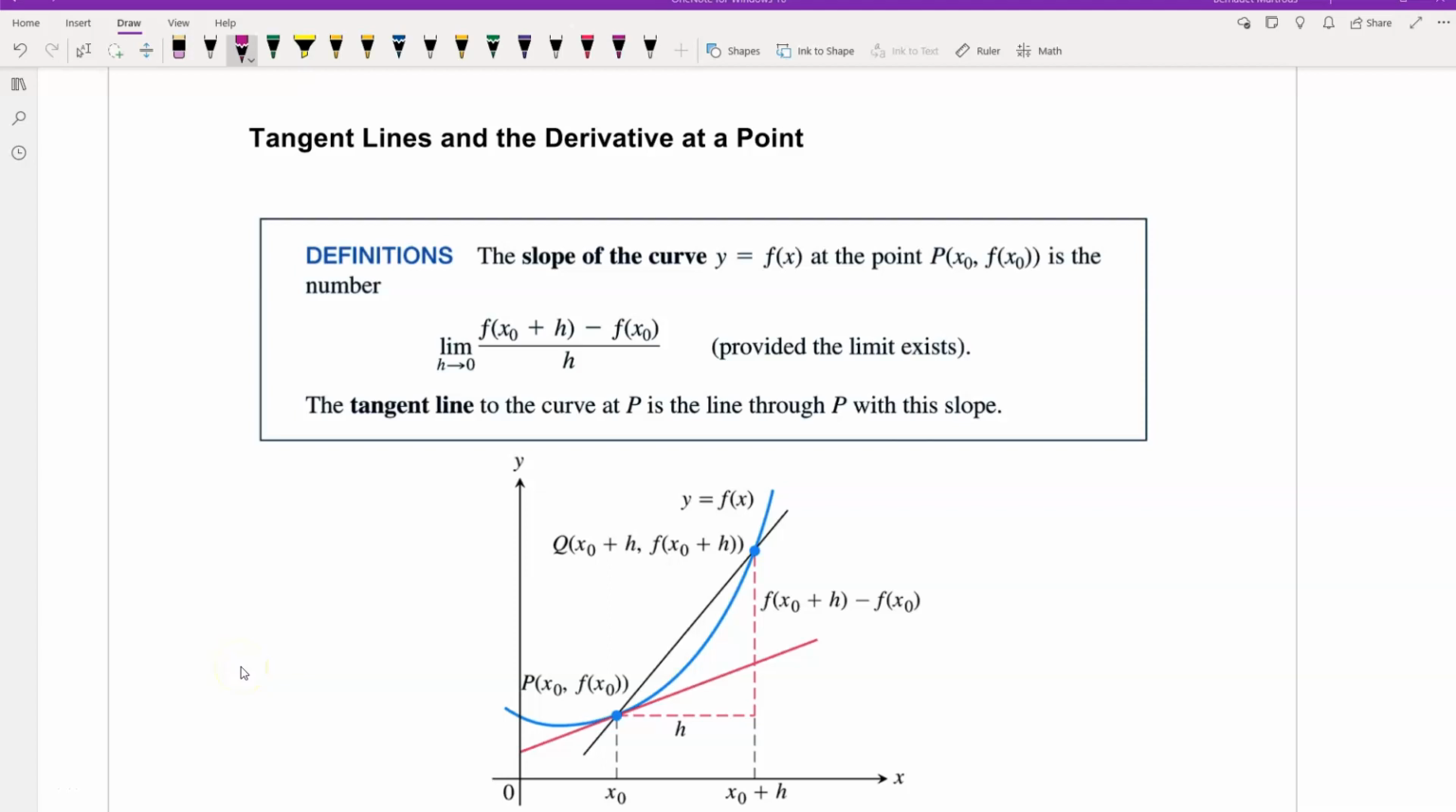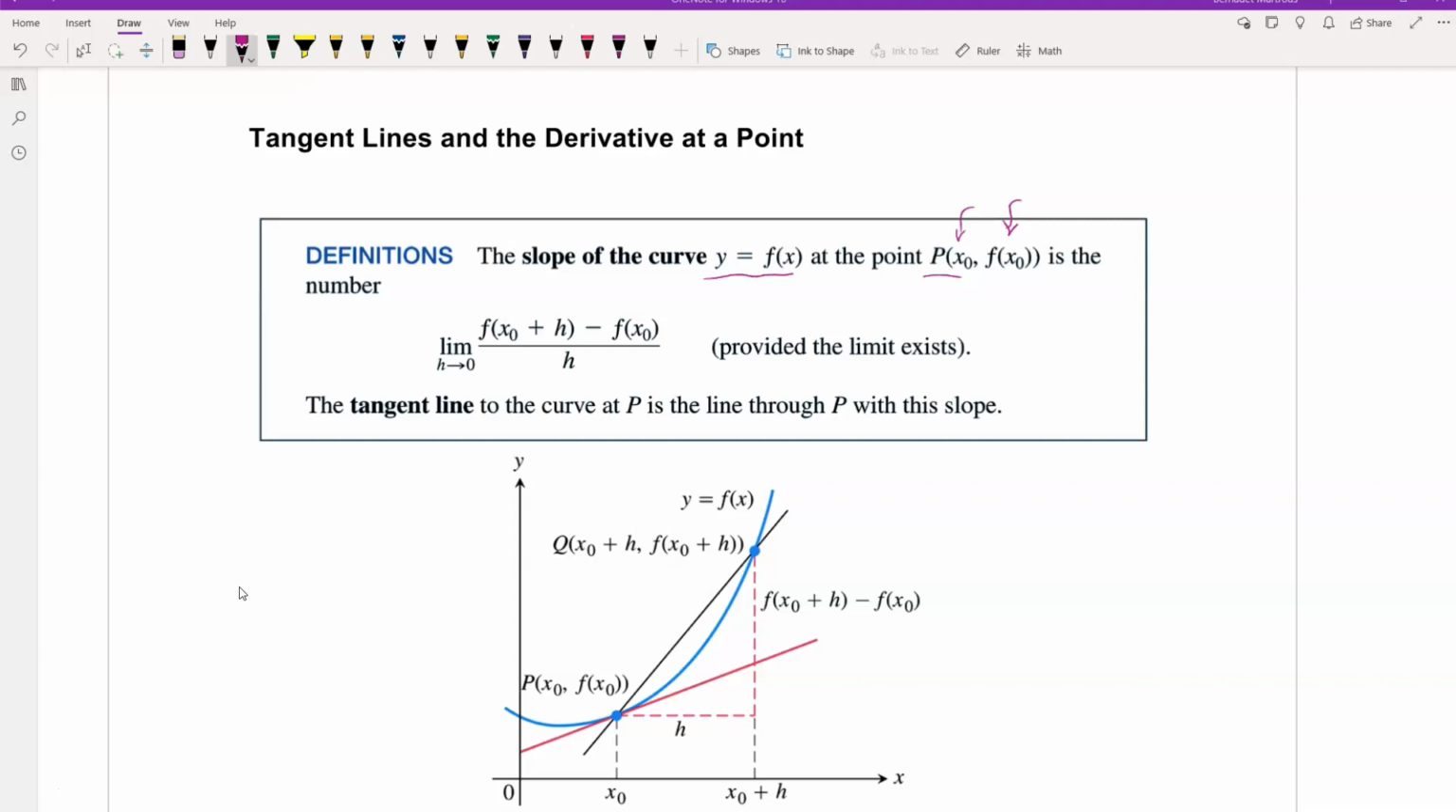Tangent lines and the derivative at a point. The slope of the curve y equals f of x at the point P, x naught, f of x naught, is the number limit as h approaches 0 of f of x naught plus h minus f of x naught divided by h. The tangent line to the curve at P is the line through P with this slope.